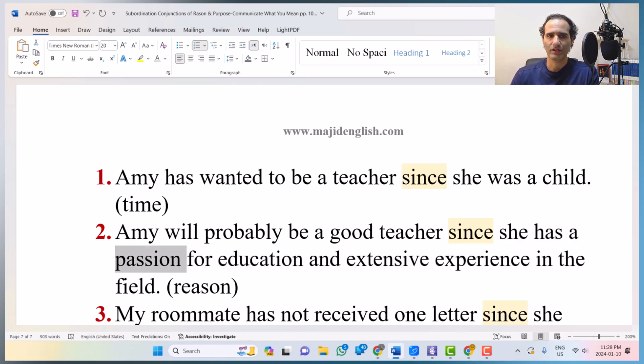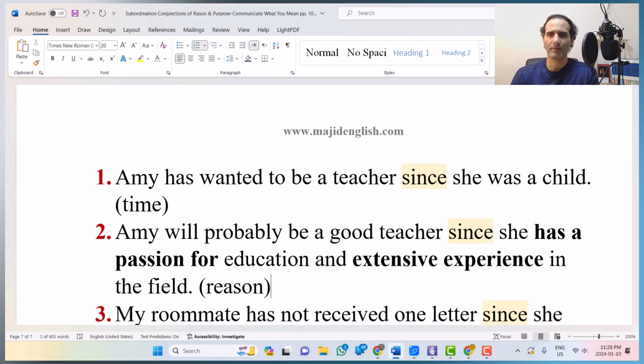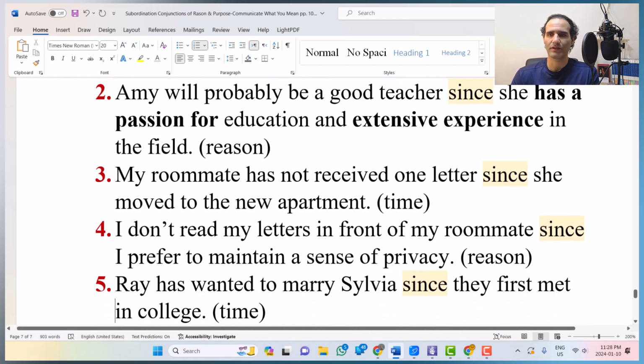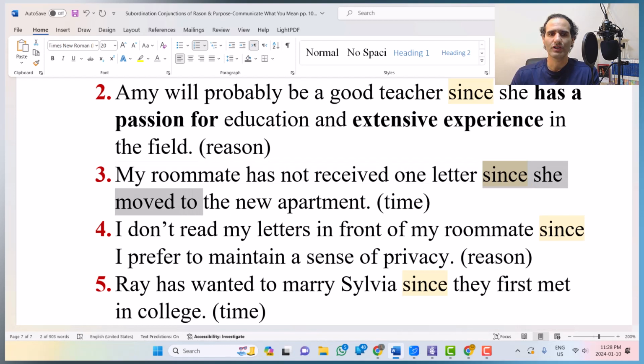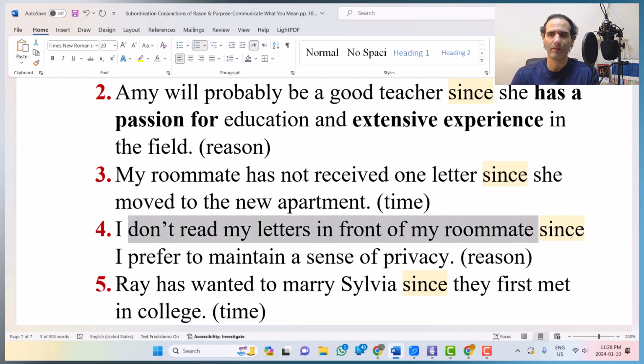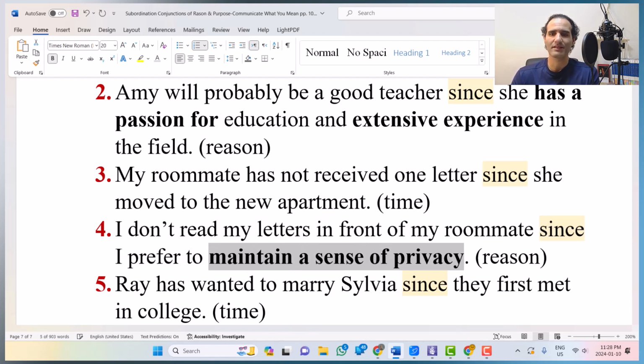So, passion, have a passion for something, this one is beautiful, and extensive experience in something. Beautiful collocation. Please transfer them into your vocabulary notebook. Number 3, my roommate has not received one letter since she moved to the new apartment. Time. And number 4, I don't read my letters in front of my roommate since I prefer to maintain a sense of privacy. Talking about reason. Maintain a sense of privacy. Keep my things private, confidential.